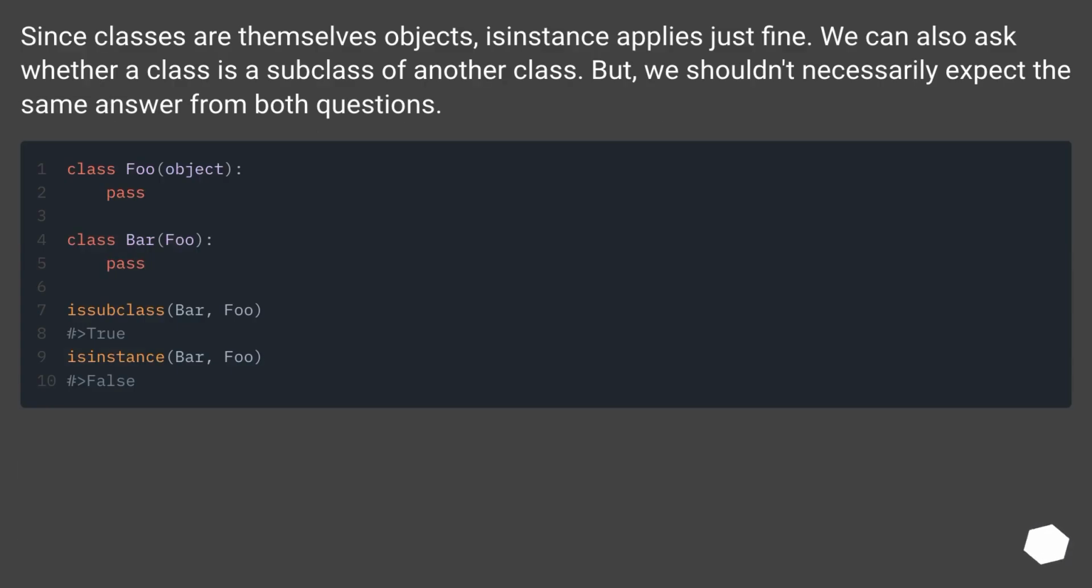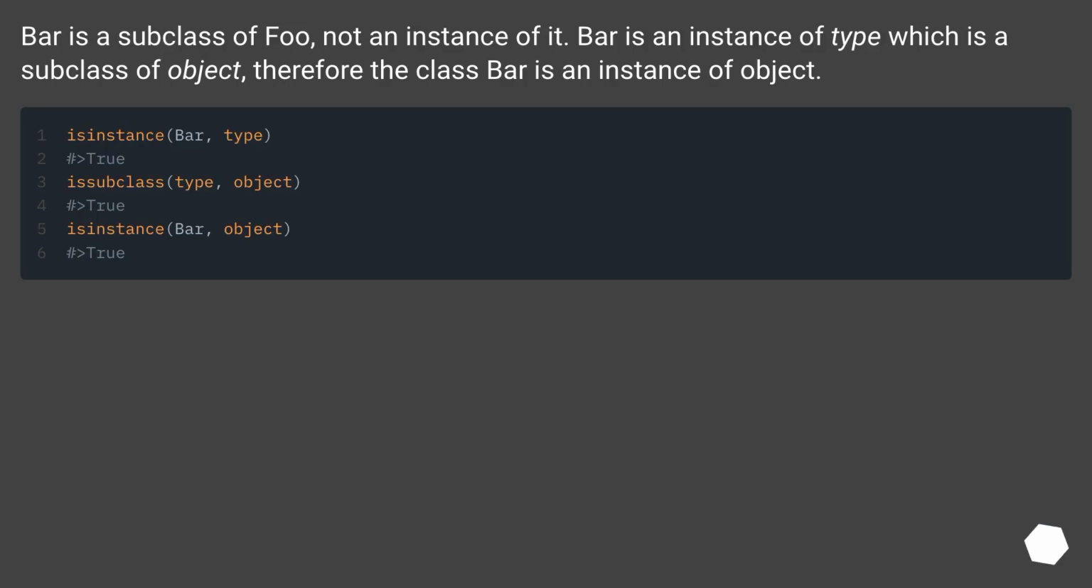Since classes are themselves objects, isinstance applies just fine. We can also ask whether a class is a subclass of another class. But we shouldn't necessarily expect the same answer from both questions. Bar is a subclass of Foo, not an instance of it. Bar is an instance of type, which is a subclass of object, therefore the class Bar is an instance of object.